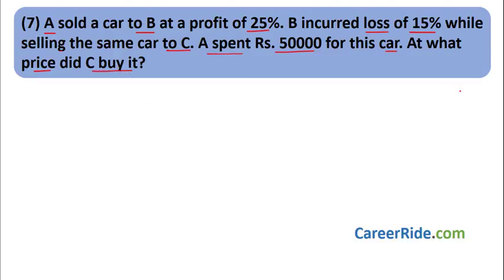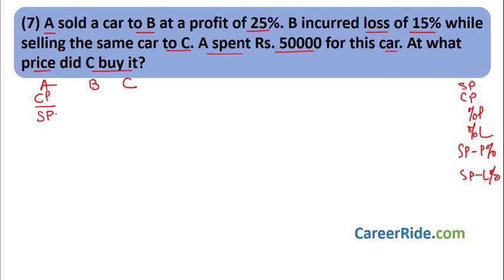Now we know the common terms which are used in profit and loss, that is selling price and cost price. Then we'll have the profit percent, profit, loss, and all that stuff. We also know the formula for selling price when we have the profit percent, and selling price when we have the loss percentage. Now over here there are 3 people, A, B and C. A sold a car to B. A bought a car at some price, say cost price, CP, then sold the car to B.